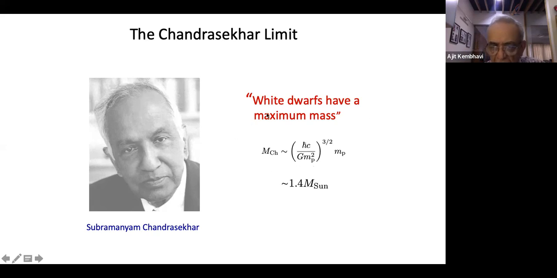So this is considered to be one of the most beautiful relations in the whole of physics. Because on the left-hand side, you have a quantity which pertains to stars and whose magnitude is like the mass of the sun. And on the right-hand side, you only have Planck's constant, the speed of light, the gravitational constant, and the mass of the proton. All four are fundamental constants. And this value turns out to be approximately 1.4 times the mass of the sun. So you can only have white dwarfs which are smaller than this mass.